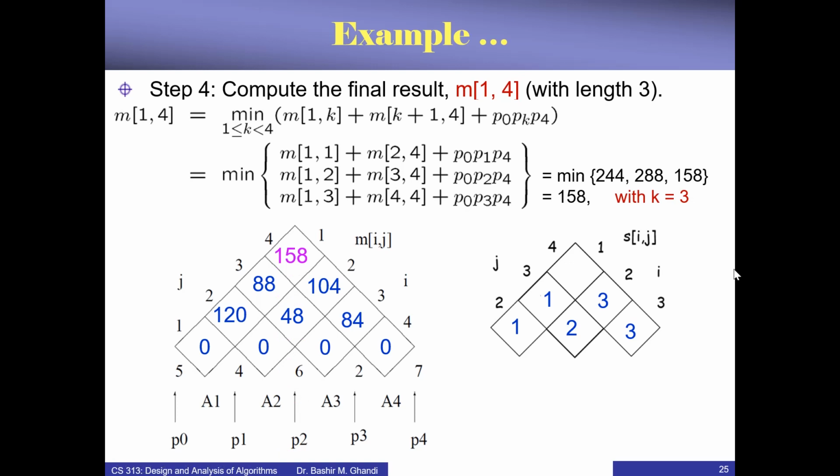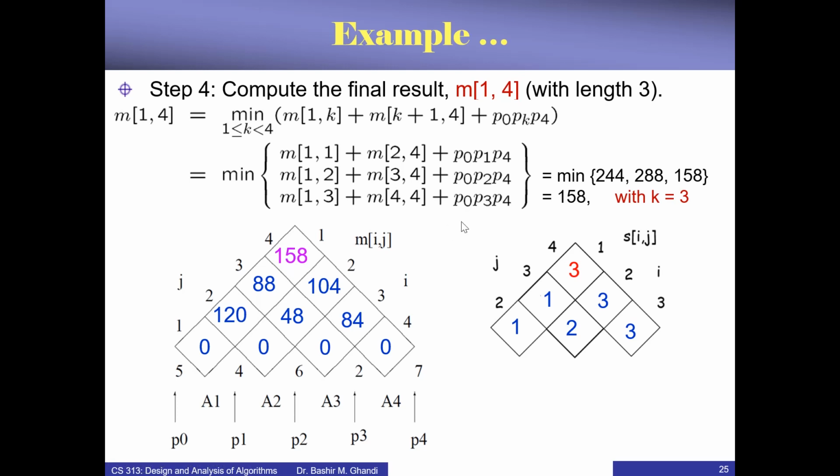This is the minimum cost for our overall problem of multiplying the 4 matrices of the dimensions that we are given. It's 158. The value of k for this particular subproblem is 3. So this is basically how the bottom-up DP algorithm we saw fills those tables to tell us the minimum.